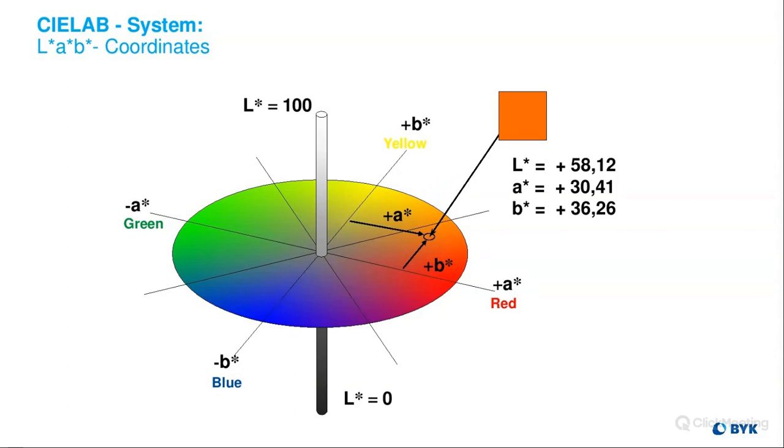We have a little example sample here. It has an L value of 58, so it's a lighter color, an A value of positive 30, so it's a little more red, and a B value of positive 36, so it's a little more yellow. With all those coordinates combined, we get a color of orange. That's essentially how the system works.